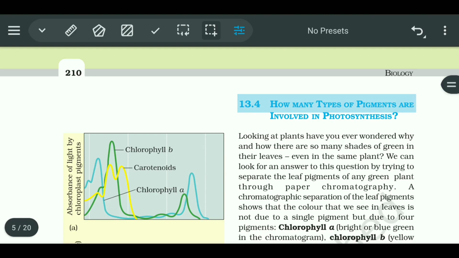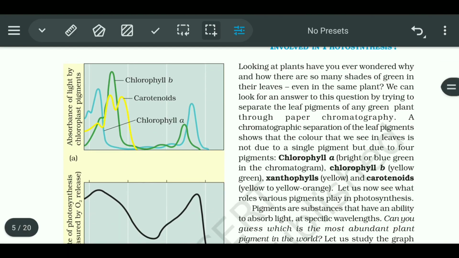13.4. How many types of pigments are involved in photosynthesis? Looking at plants, have you ever wondered why and how there are so many shades of green in their leaves, even in the same plant? We can look for an answer to this question by trying to separate the leaf pigments of any green plant through paper chromatography.